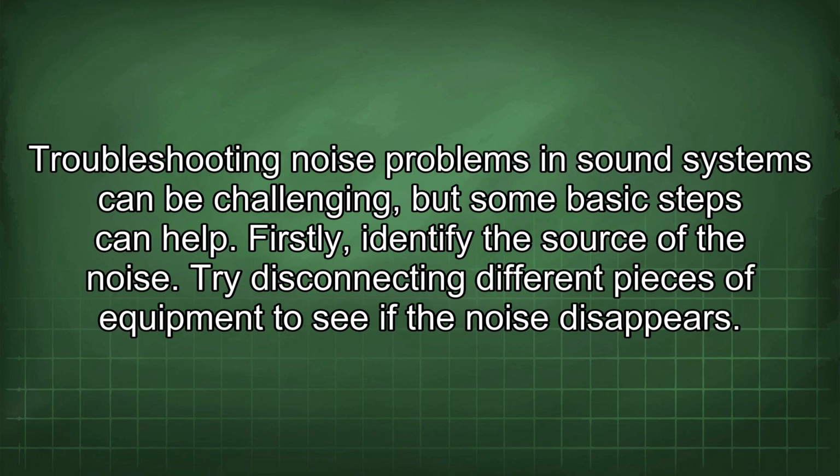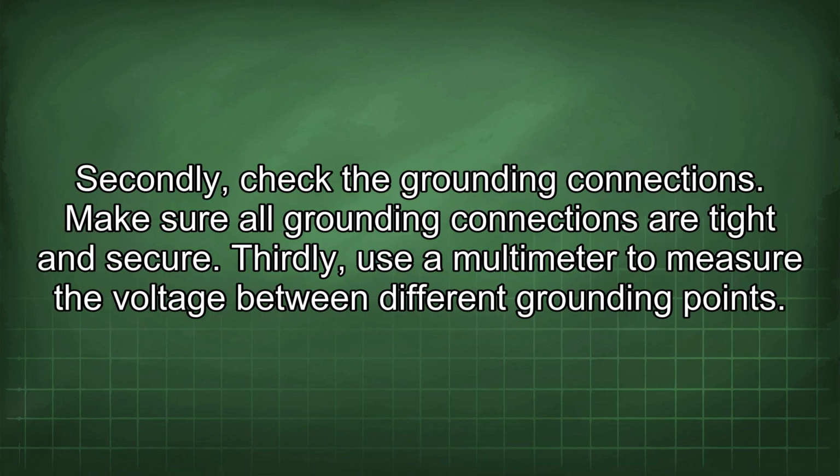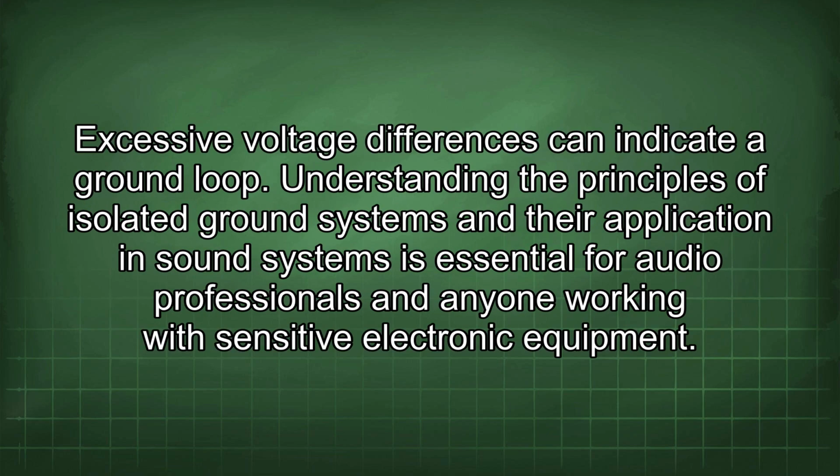Troubleshooting noise problems in sound systems can be challenging, but some basic steps can help. Firstly, identify the source of the noise. Try disconnecting different pieces of equipment to see if the noise disappears. Secondly, check the grounding connections. Make sure all grounding connections are tight and secure. Thirdly, use a multimeter to measure the voltage between different grounding points. Excessive voltage differences can indicate a ground loop.